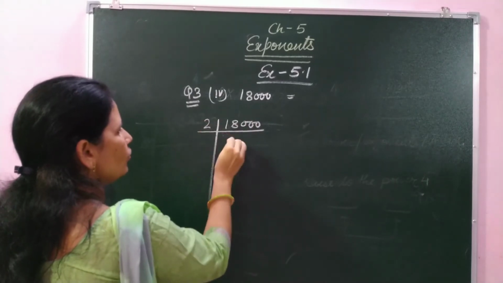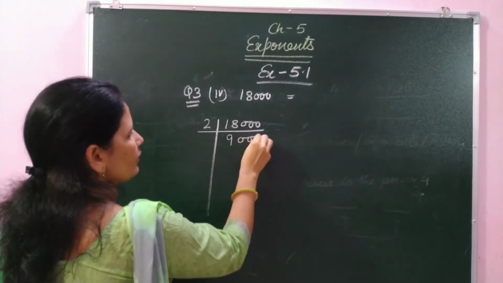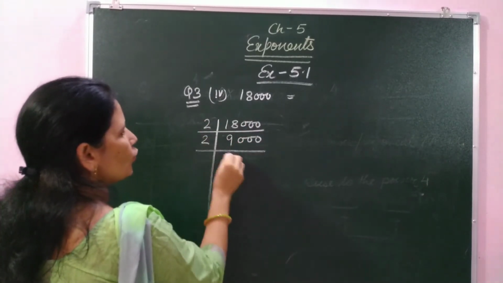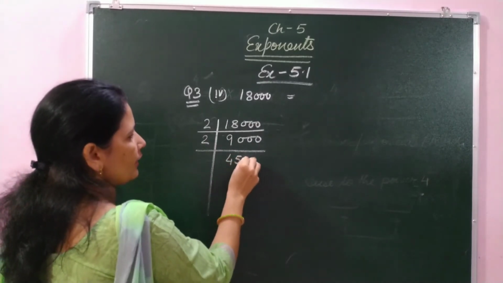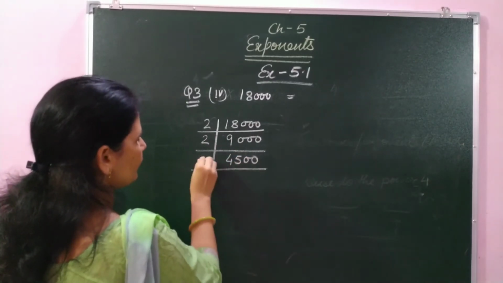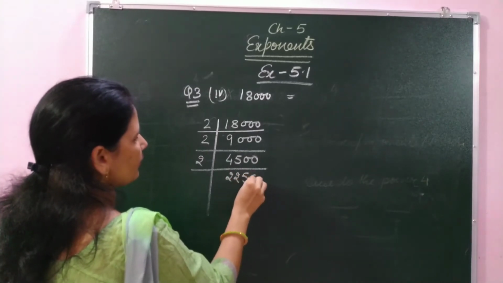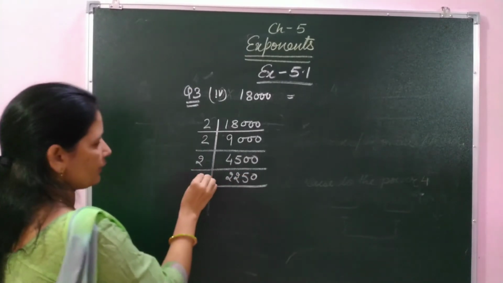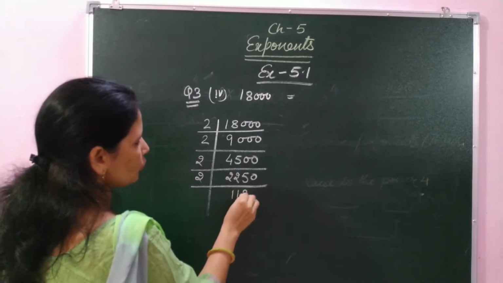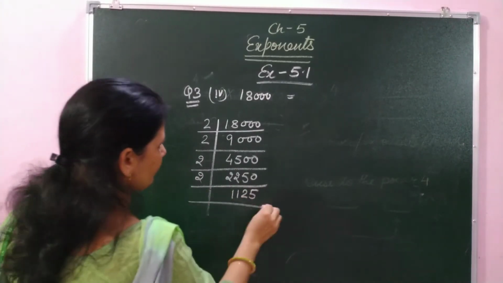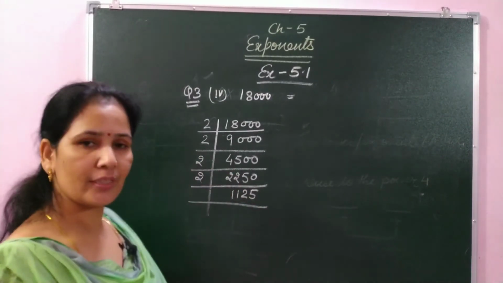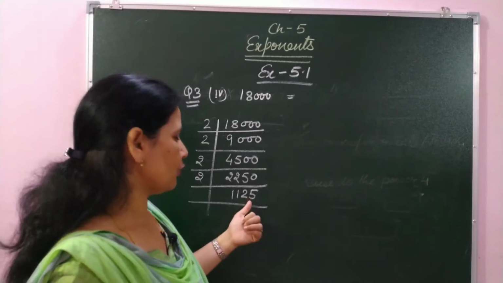First try with 2. 2 9s are 18. Then 2 4s are 8. 2 5s are 10. Then 2 2s are 4. 2 5s are 10. Then 2 1s are 2. 2 2s are 4. 2 5s are 10. Then it is not possible to continue with 2, because the unit place is 5.